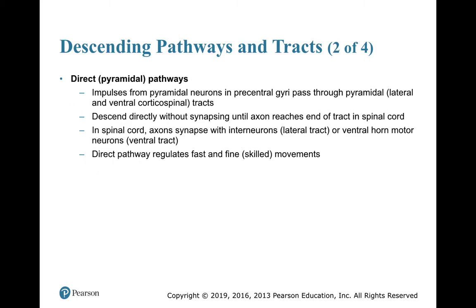skeletal muscles. So the direct pyramidal pathways carry impulses from pyramidal neurons in the precentral gyri through the pyramidal tracts. They descend directly without synapsing until the axon reaches the end of the track in the spinal cord. In the spinal cord, the axons synapse with interneurons in the lateral tract or ventral horn motor neurons in the ventral tract, and they are going to be used to direct and regulate fast, fine, skilled movements.